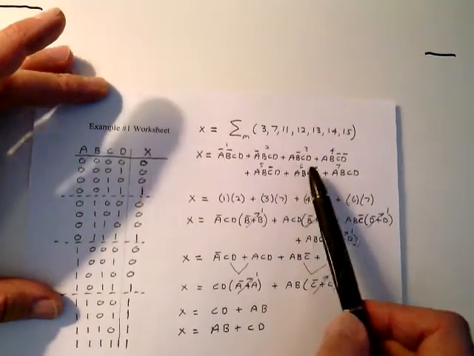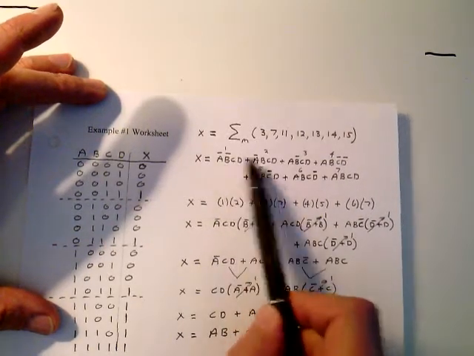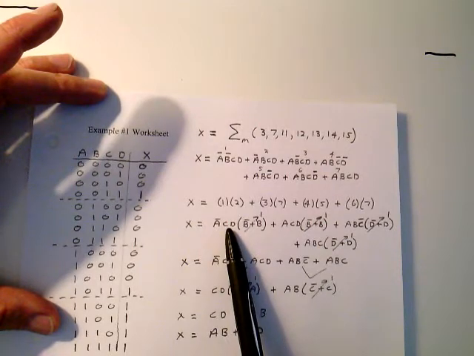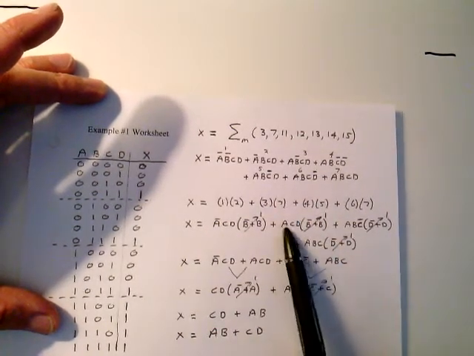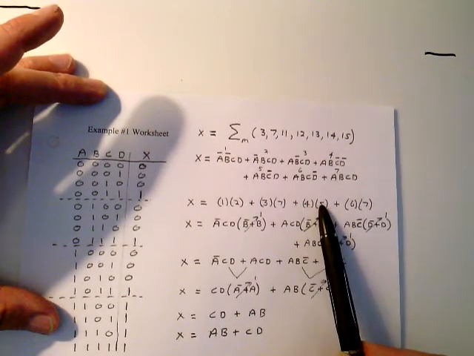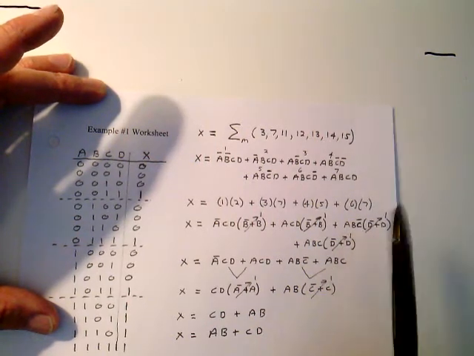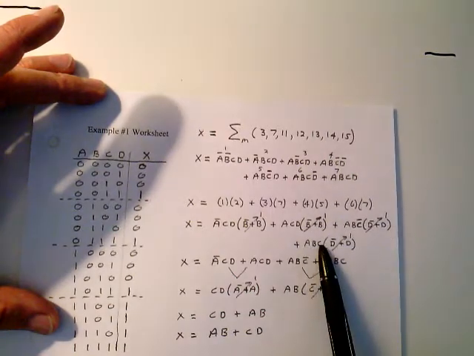You wouldn't otherwise know how to do this, but I'm going to take group 1 and 2. I can take group 1 and 2 and I can factor something out. I can factor out a bar CD. And I can take groups 3 and 7 up above, and I can factor out an ACD. And I can take groups 4 and 5 above, and I can factor out a B, C bar. And I can take groups 6 and 7 above and factor out an ABC.